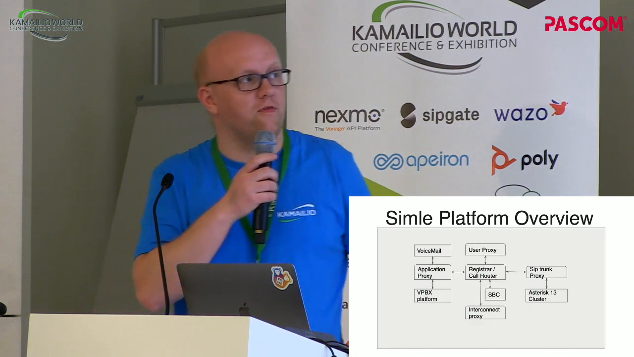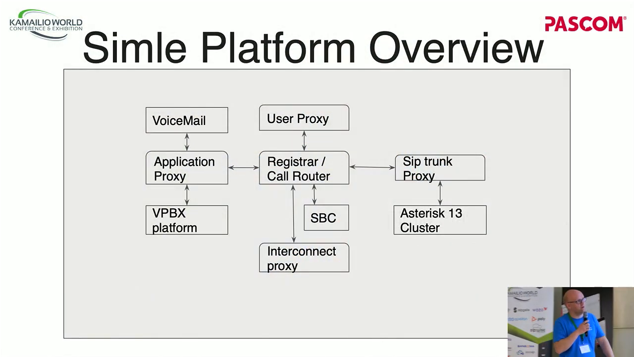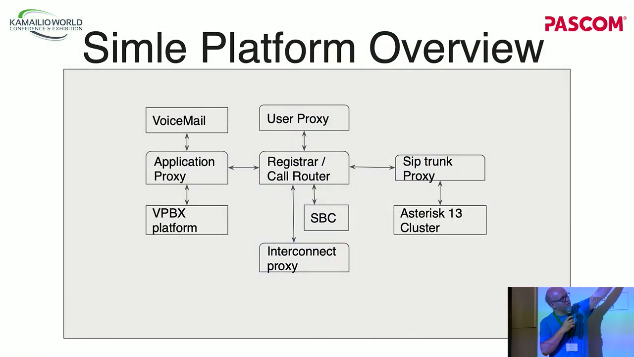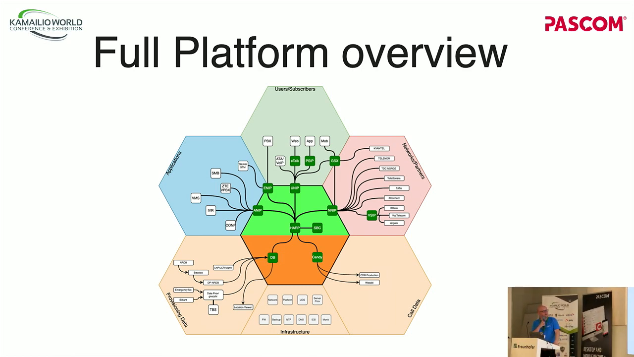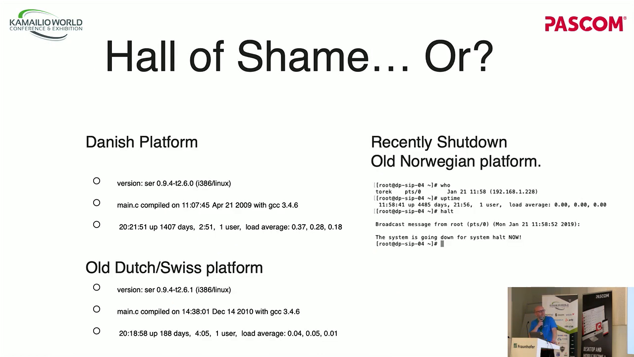So our platform is basically fairly simple, the new one. We've got our user proxies, SIP trunk proxy, everything goes through our registrar / call router, out through an internet proxy, through an SBC, an application proxy with a VPBX platform, voicemail, etc. So to take it a little more advanced, this is kind of how it looks like if you go crazy. So I'm glad I didn't make this picture. I stole it from one of my colleagues. So yeah, I'm doing it quickly today.